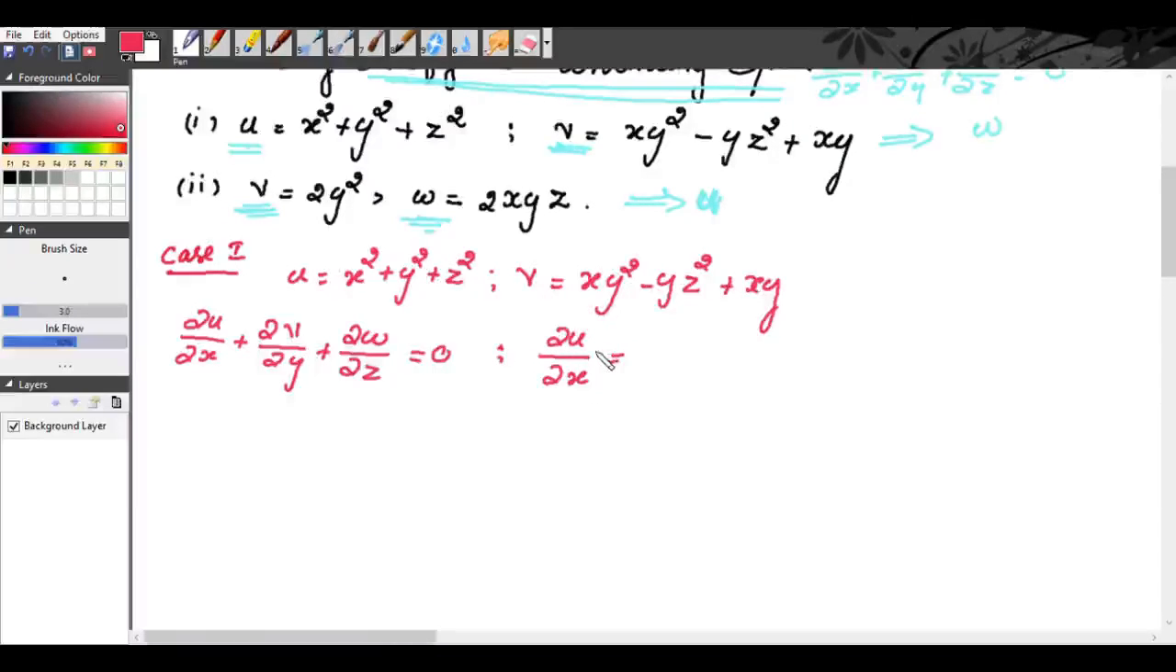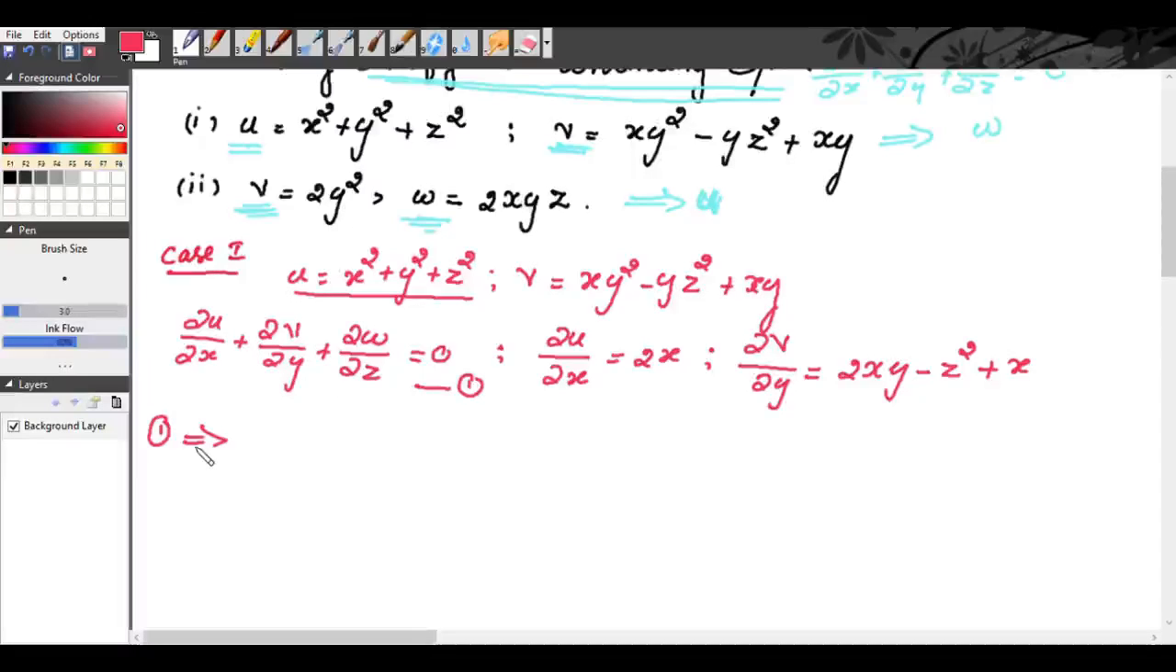Now, from u and v, we can find dou u by dou x. So what is dou u by dou x? Differentiating with respect to x, we get dou u by dou x is equal to 2x. Similarly, dou v by dou y is equal to 2xy, since x is constant here, minus z square, and here also we have y, so it is plus x. So now we will substitute this in the continuity equation. We will take it as equation number 1.